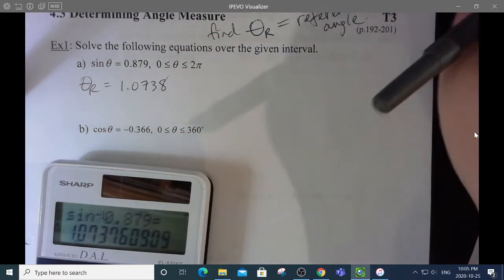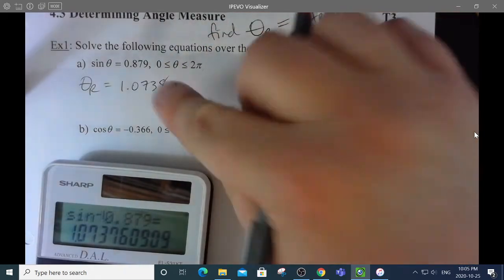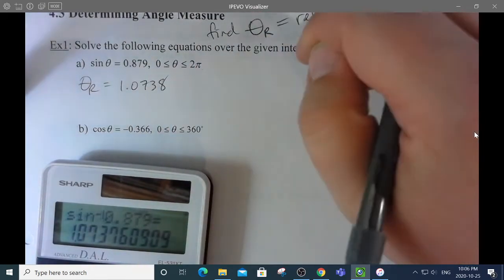Okay? And remember, don't put degrees on that. These are radians. You don't need a degree symbol because it's not in degrees, it's in radians. And you don't need a little r for radians. We just know that's radians. But that's not the only answer.